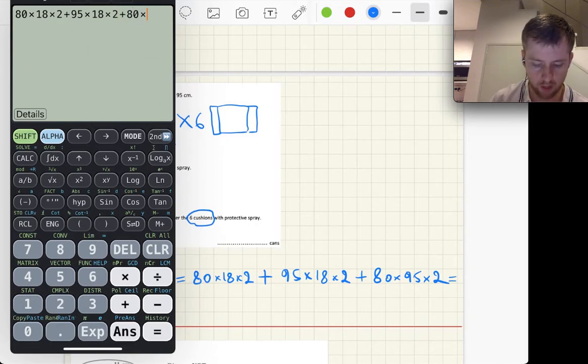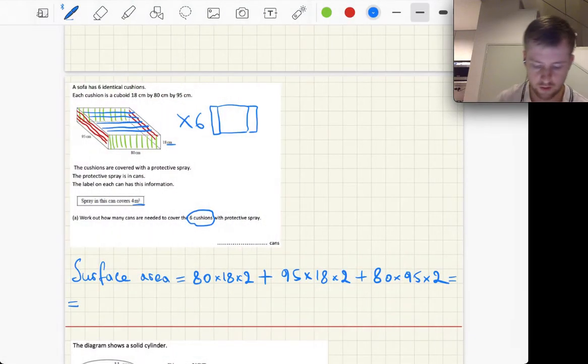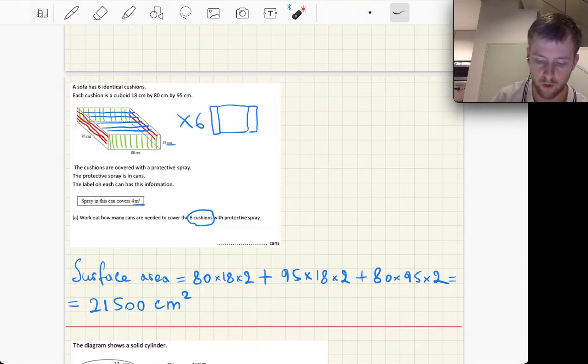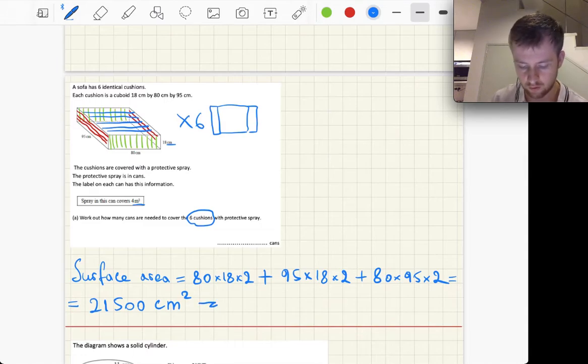As you can see, not a very hard question, but you still gotta read it very carefully because there's a lot of small details to get lost in. So that's 21,500. Don't forget about the unit, so it's 21,500 centimeters squared. Again, this has to be converted, right? Because the spray in this can covers 4 meters squared, so we have to convert this into meters. As we know, 1 meter, the normal meter unit of length, has 100 centimeters on it. If you forgot the conversion, which actually I did, you can always try and figure this out by doing this.